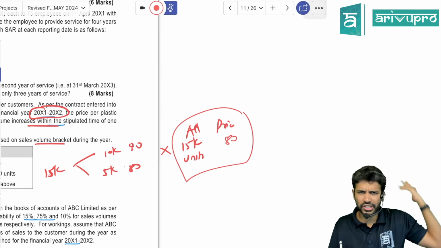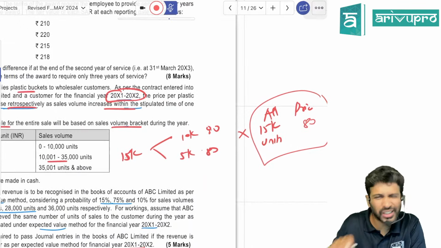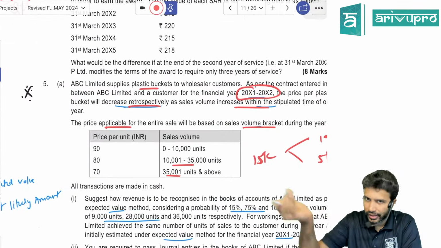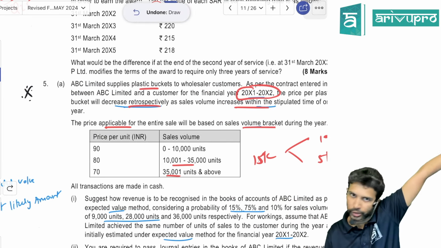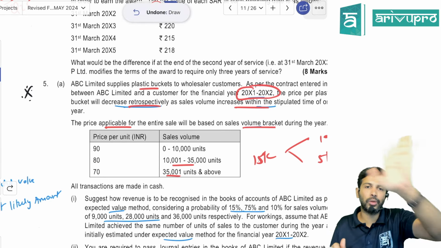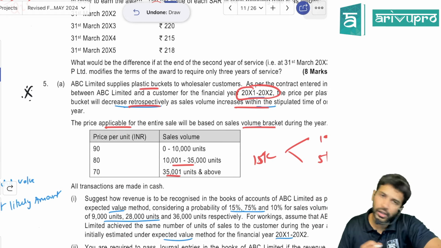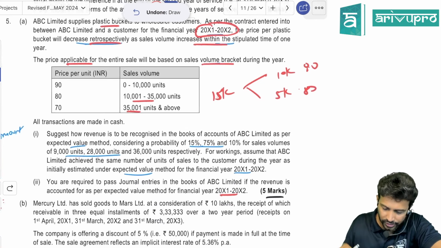We have done such a question in India is 115. So this is not a new thing to us. Okay, sir. This is what they mean by retrospective. However, if the number of units purchased is more than 35,000, then for all the units, even those units purchased before 35,000, retrospectively the price will be taken as 70 rupees. So this is what we made an agreement with the customer. Great. All transactions are made in cash. No credit basis. That's great.